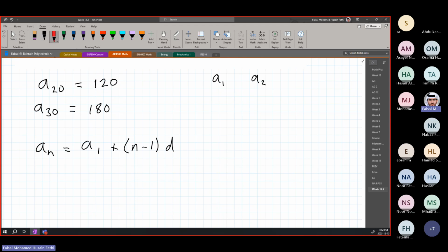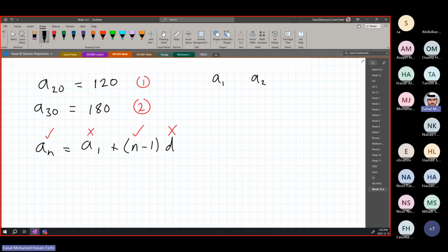What do we have here? We have the An. We do not have A1. We have the n. We do not have the d. But we are given two values for An. We have two locations. So we have to solve it using simultaneous equations.